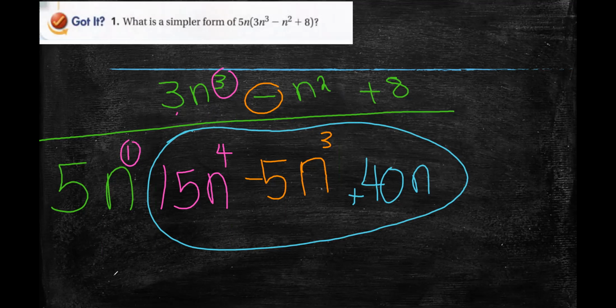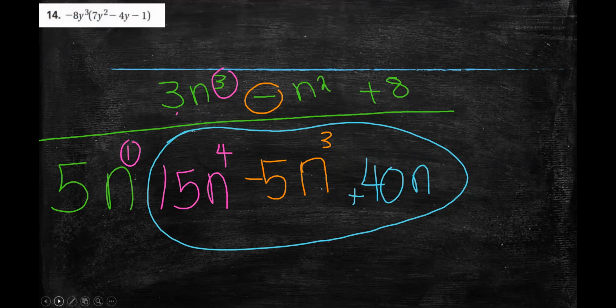Is it clear? Yes. So here, how can we multiply a monomial with a polynomial? Let's have another example. In this one here, we have negative 8y cubed, I will multiply it with 7y squared minus 4y minus 1.